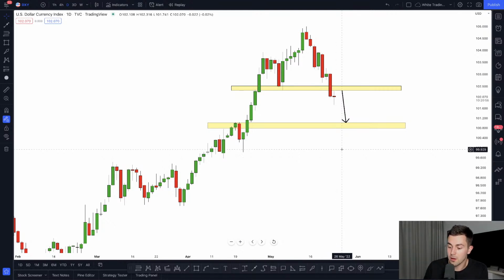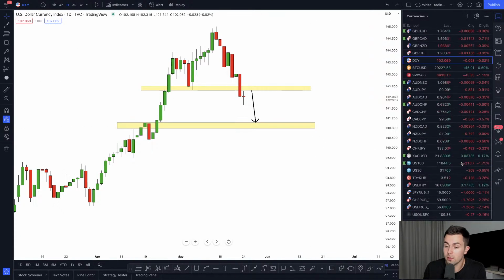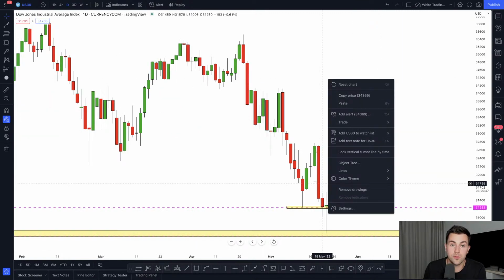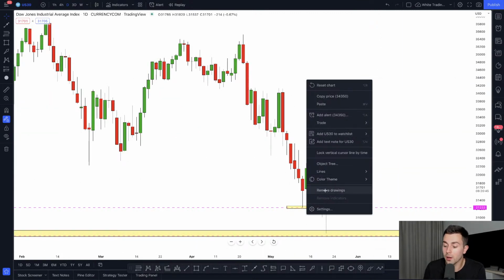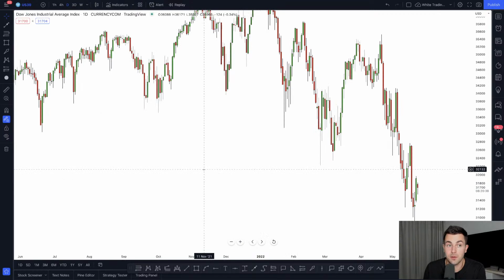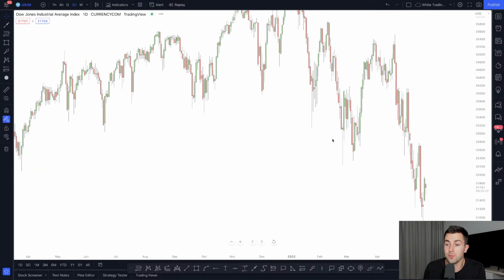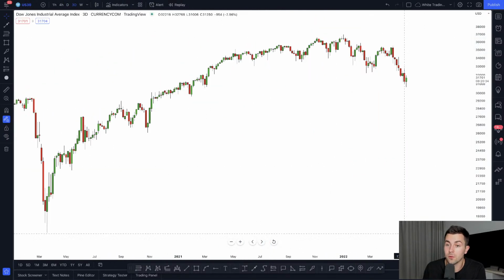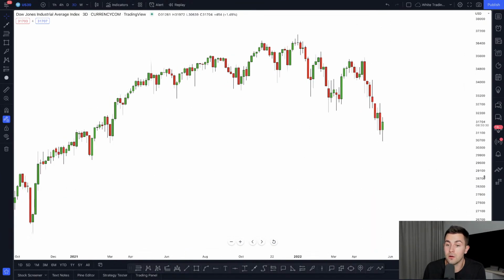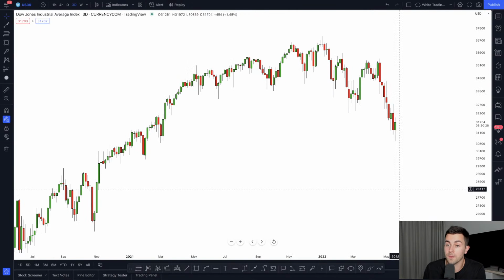What should we start with? Let's open US 30, right? Let's open US 30 and take a look at what is up with the US 30. What I want to start with on US 30, traders, is structure analysis. Let's open the 3-day chart and try to get where we are at the moment.